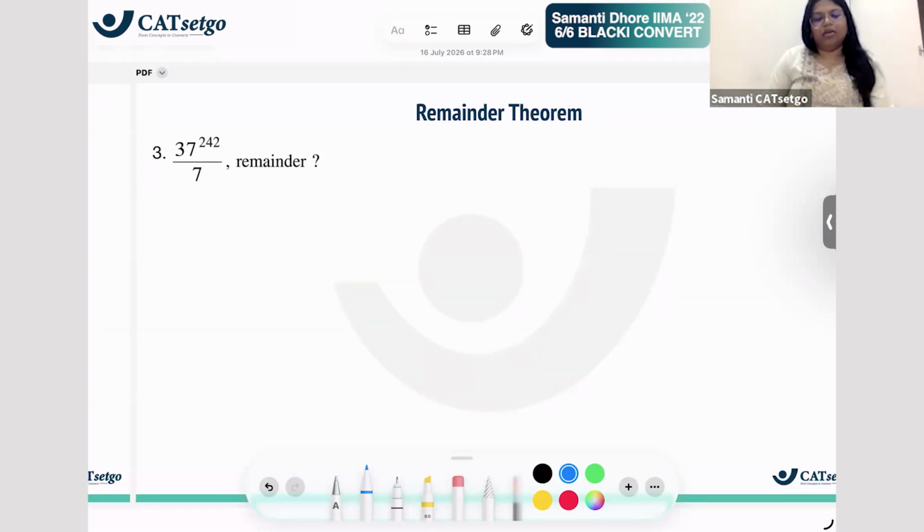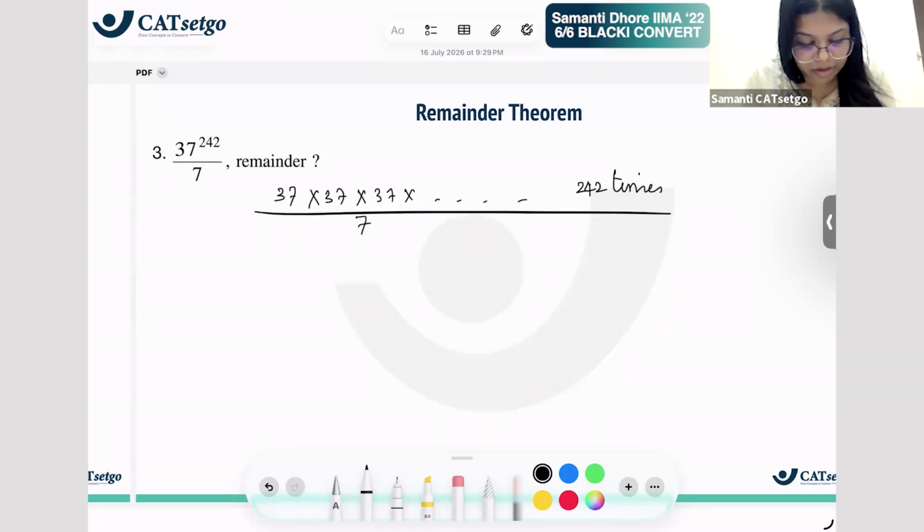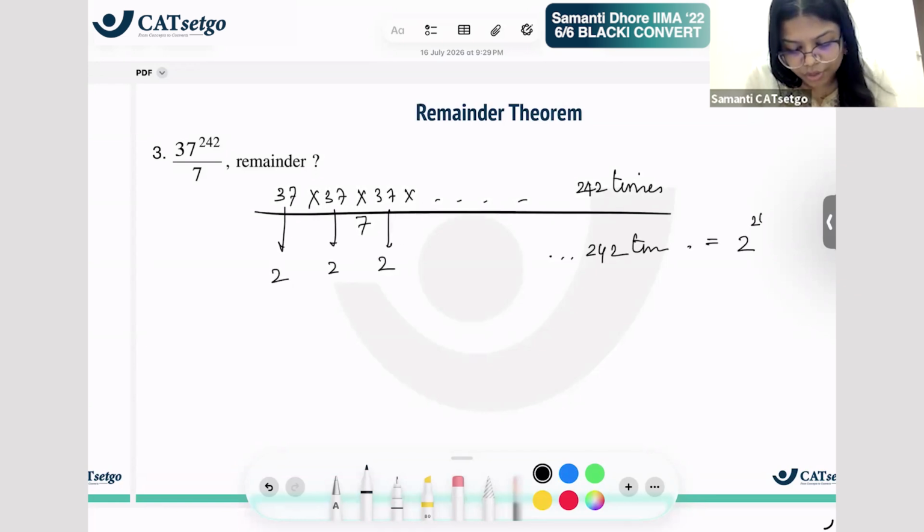How do we solve this one? Here I'm getting 37 into 37 into 37, 242 times. And that is divided by 7. So now here, everywhere 2 will come, 242 times. Which is basically 2 raised to 242, divided by 7. Right?